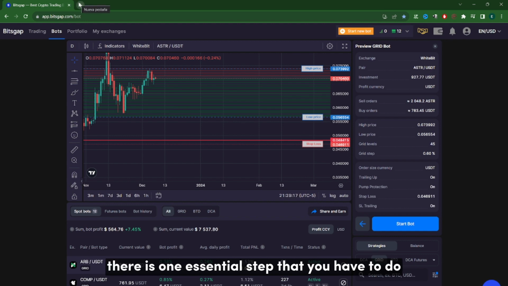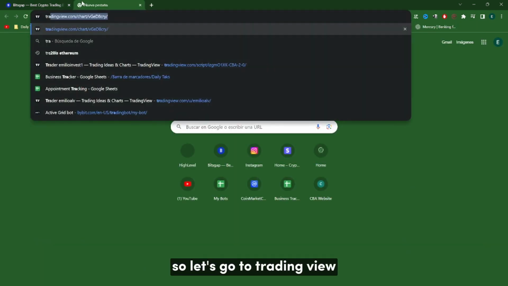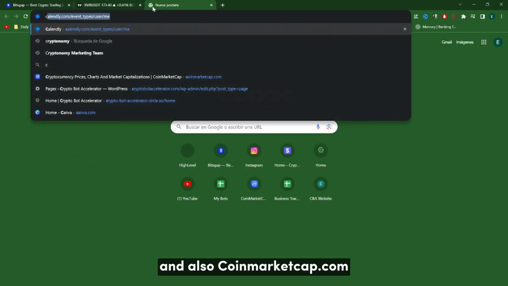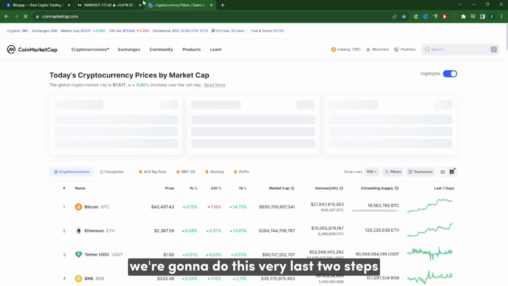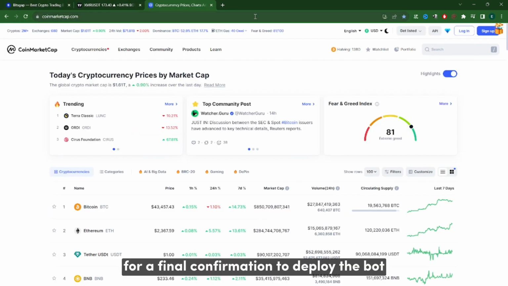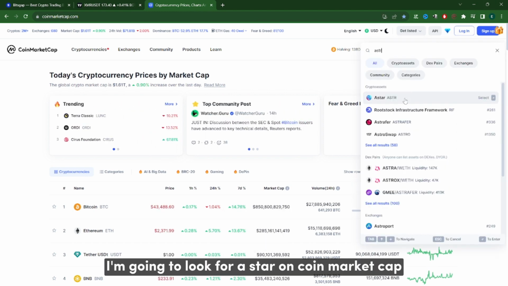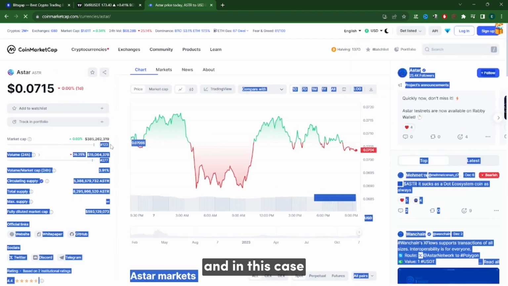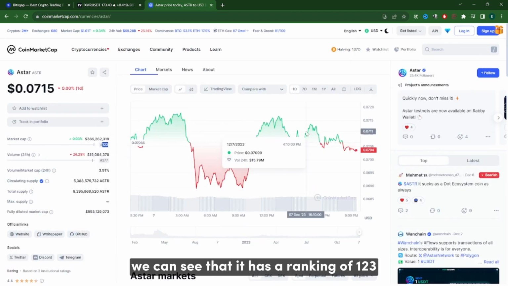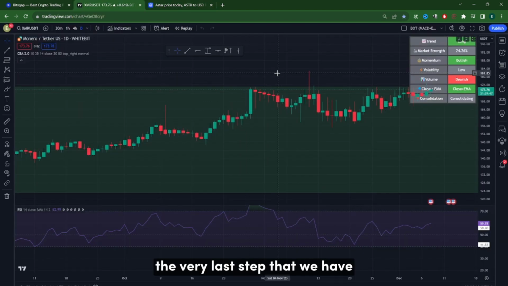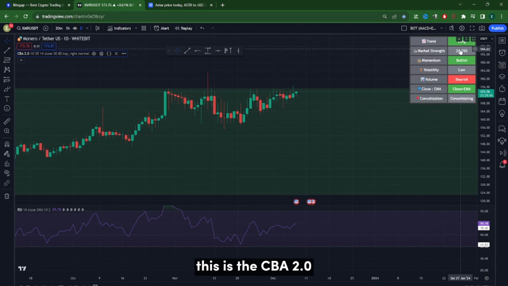But wait a second, before you deploy this bot, there is one essential step that you have to do, and it's getting the confirmations. So let's go to TradingView and also CoinMarketCap. We're going to do these very last two steps for a final confirmation to deploy the bot. I'm going to look for the coin on CoinMarketCap and figure out whether or not it's a crypto coin that is worth it. In this case, we can see that it has a ranking of 123, which makes it a good cryptocurrency to deploy your bot on because it gives you that layer of security, as it has a large market cap.